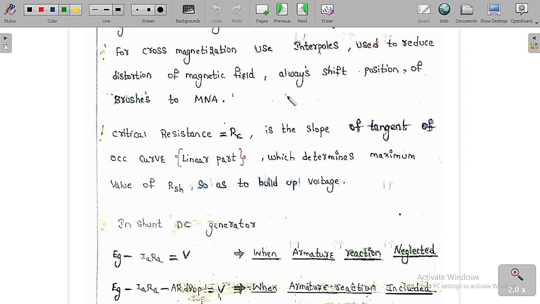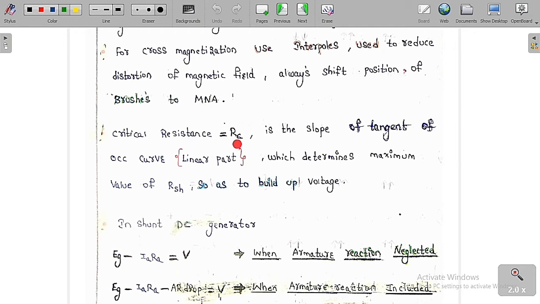Otherwise, what is going to happen? Because of cross magnetization, there is a distortion of the magnetic field. Therefore, it is going to shift the brushes from GNA to MNA. GNA is called the geometric neutral axis, and MNA is called the magnetic neutral axis. Magnetic neutral axis means the axis which is perpendicular to the resultant flux.